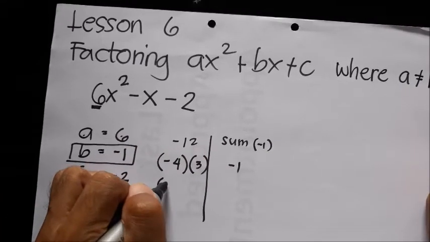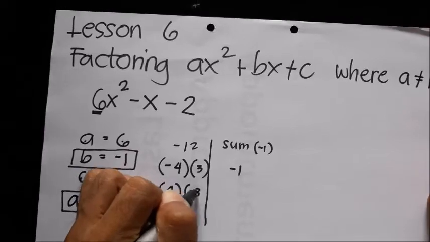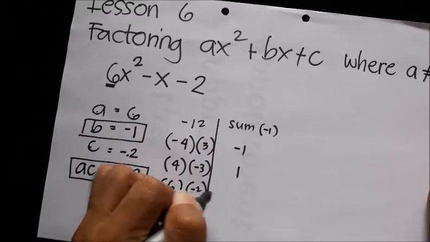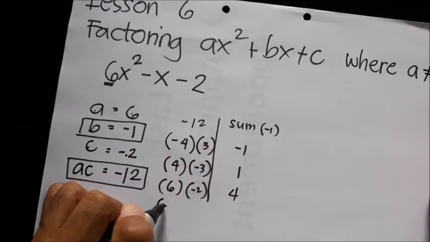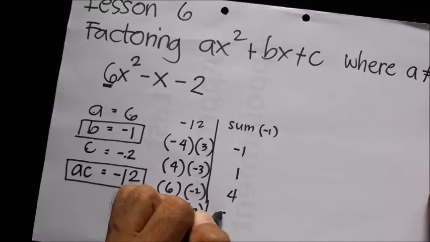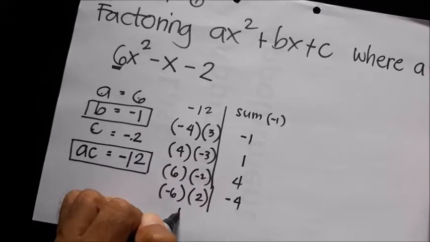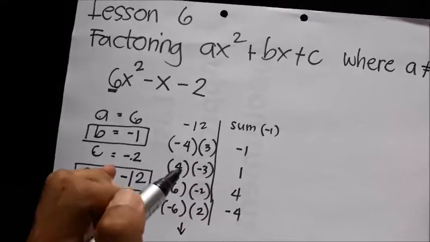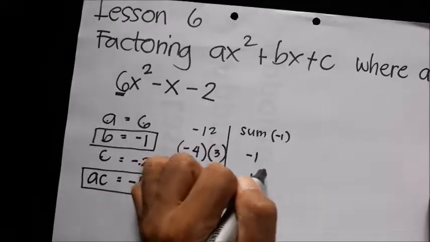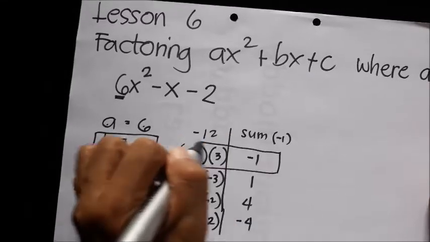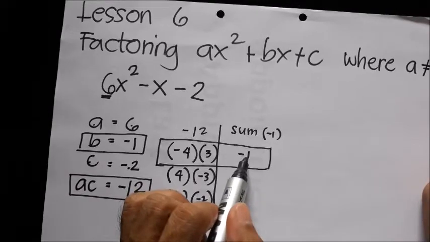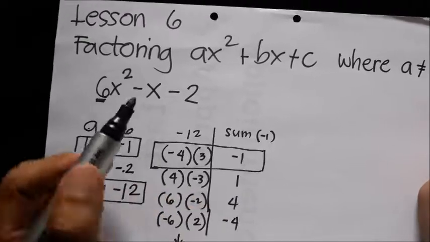There is also 4 and negative 3, that is positive 1. 6 and negative 2, that is 4. Then we have negative 6 and 2, we have negative 4. There are other pairs that follow, but I want to make it quicker, so I put the fastest one. Actually, this is the most exact one, which satisfies the given condition that the sum of the two factors is negative 1.